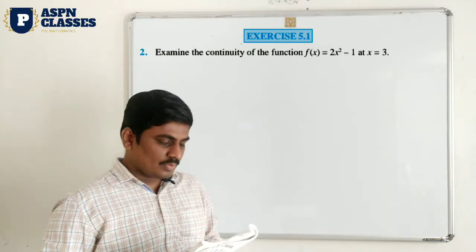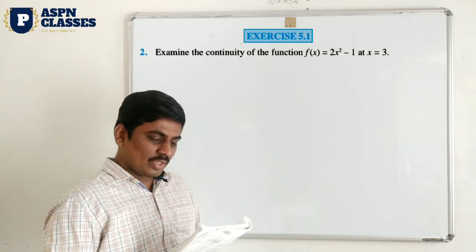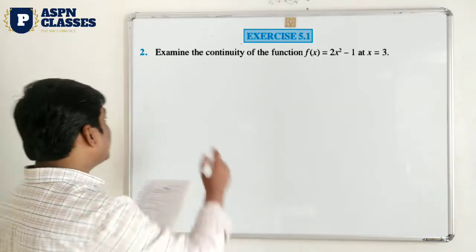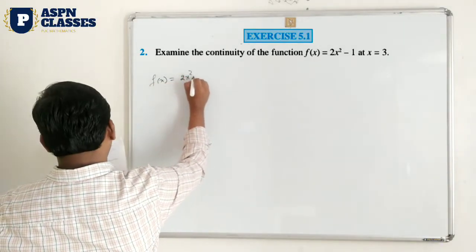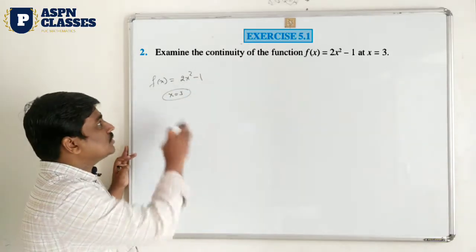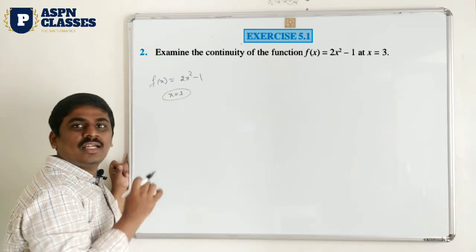Okay, second example, observe here. Examine the continuity of the function f of x is equal to 2x square minus 1 at x equal to 3. So what is the function given here? f of x is equal to 2x square minus 1 at x equal to 3. So these are the given points. Now you have to examine whether the function is continuous or not.